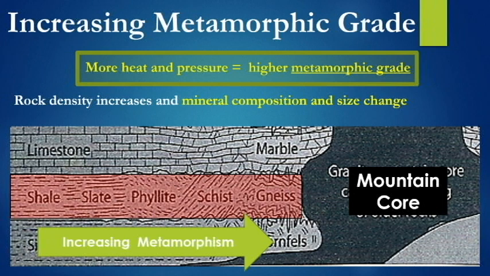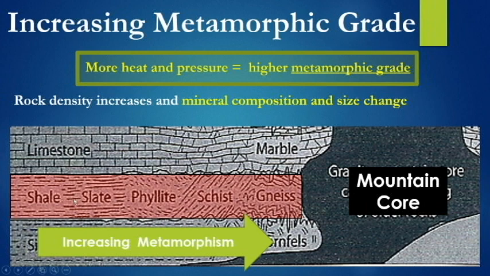And as you might expect, the more heat and pressure you add, the higher what we're going to call metamorphic grade is. So the more heat and pressure you add, the higher the metamorphic grade. And as metamorphic grade increases, the minerals in the rock change because of chemical reactions. There are actually chemical reactions going on inside the rock, believe it or not, and that's changing the composition. And also the size of the crystals change. The crystals generally get bigger over time.